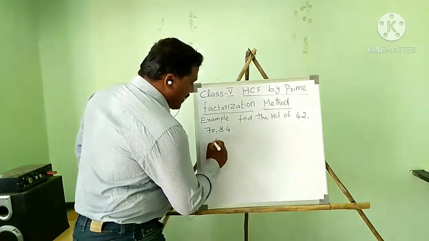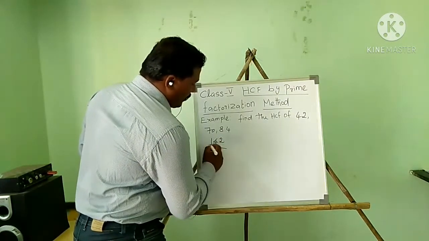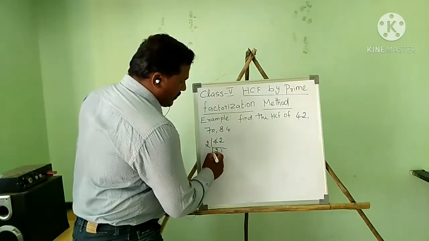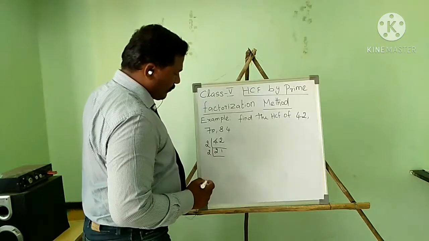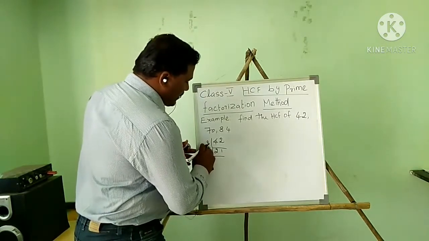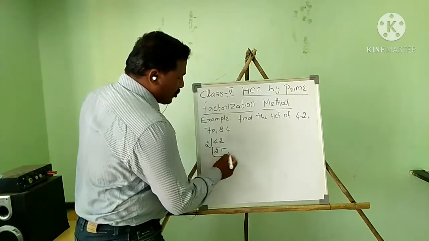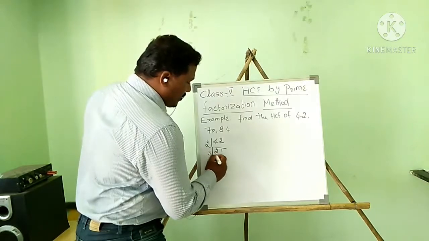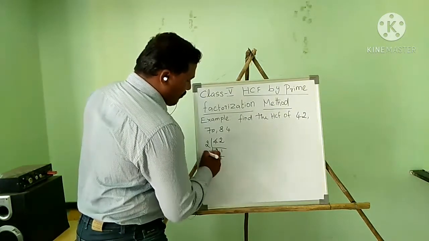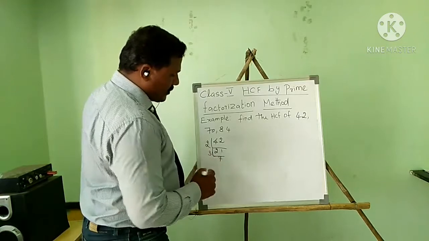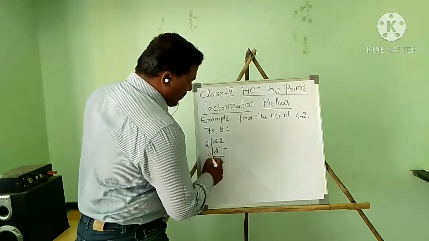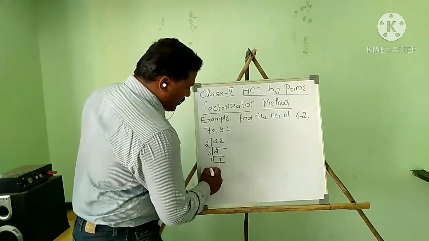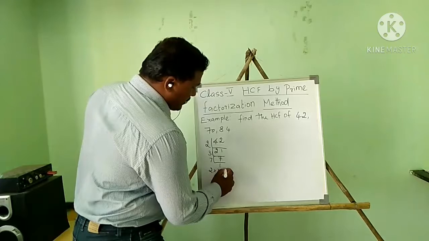First I will factorize 42. I will take 2: 2 twos are 4, 1 two is 2. Then I will take 3, because the last digit is 1, so 2 is not divisible. 3 sevens are 21, 7 threes are 21. Now we can divide by 7: 7 ones are 7. So the factors of this number are 2 into 3 into 7.